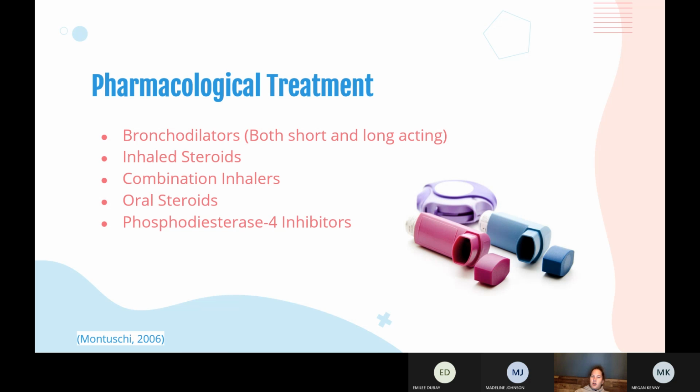And the last pharmacological treatment is phosphodiesterase 4 inhibitors. These drugs work by decreasing airway inflammation and relaxing the airways, and an example of this medication is roflumilast.